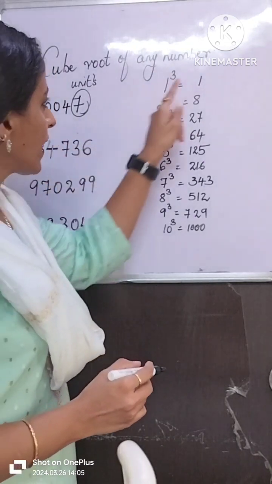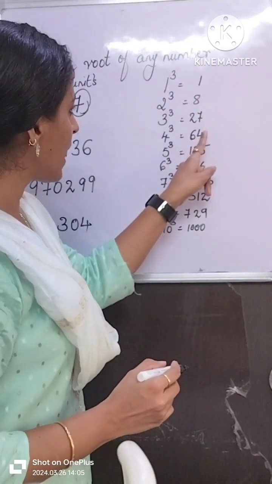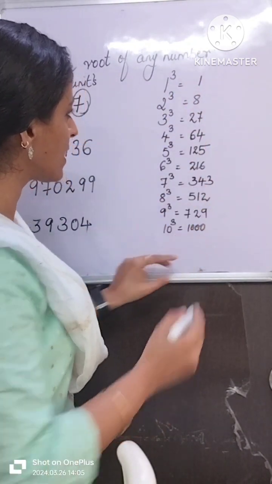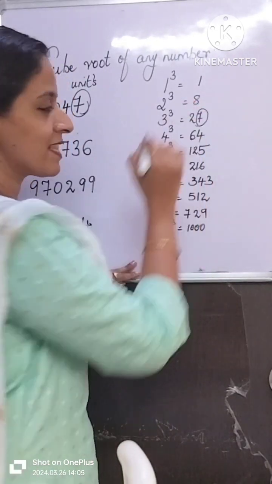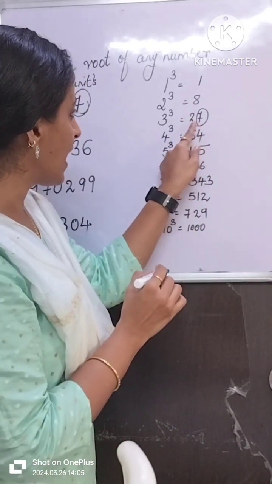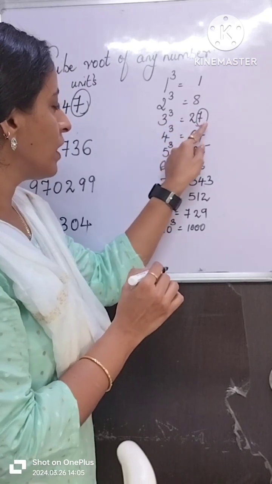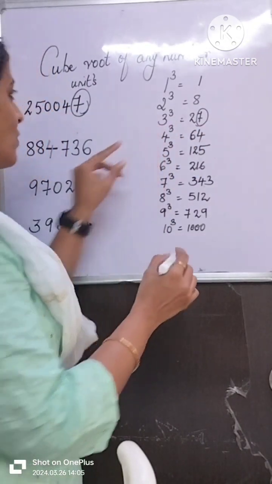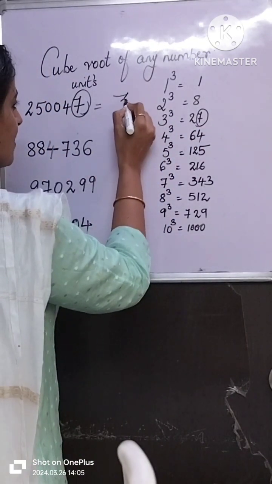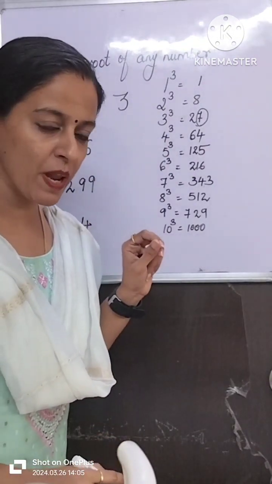7. Now look at the cubes. Which number has 7 in its units place? Yes, this is 27. And what is the corresponding number? The corresponding number is 3. So I got my answer. It is 3 in the units place.